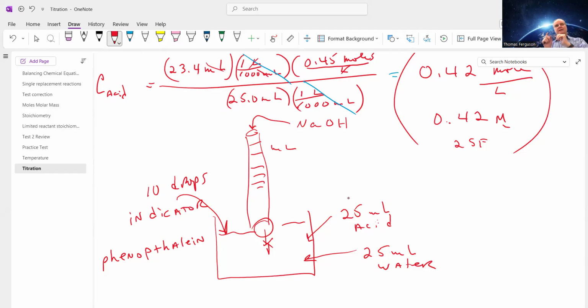When it turns pink, barely pink, I'm talking about light, light, light pink, stop, don't go any further. Now, what I have you do is you stop when it's barely pink, and then look how many milliliters of base did you deliver? And then write that down. And after that, you're going to put a whole bunch of base in and watch.